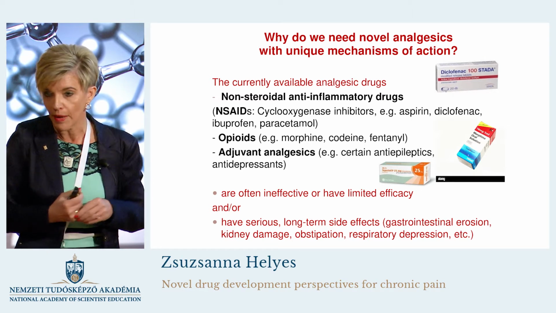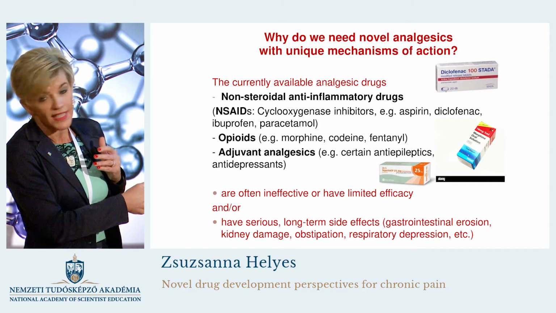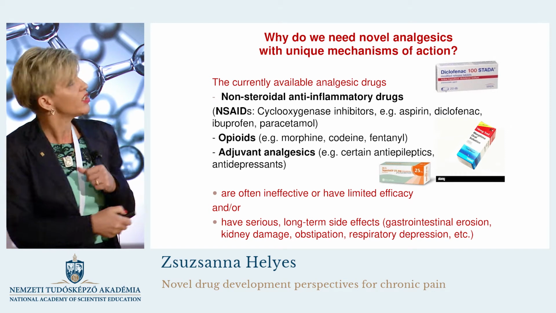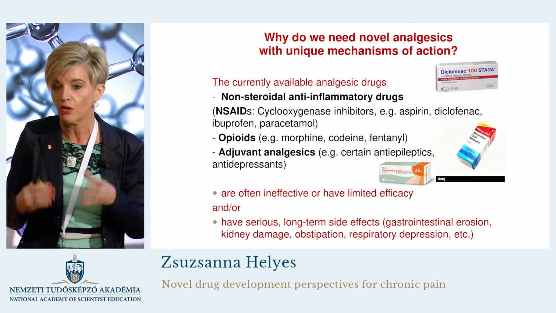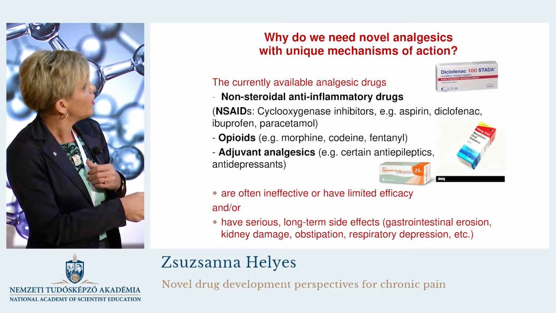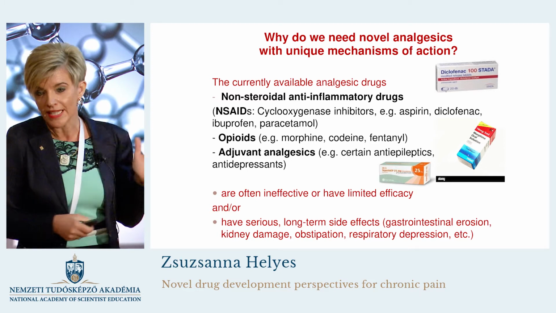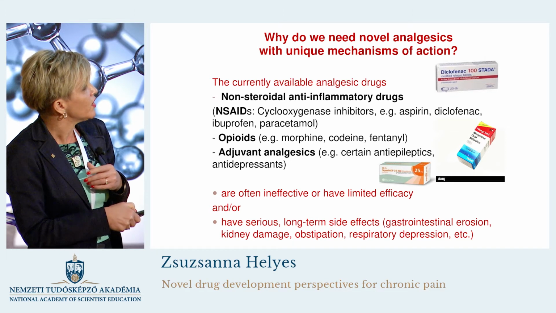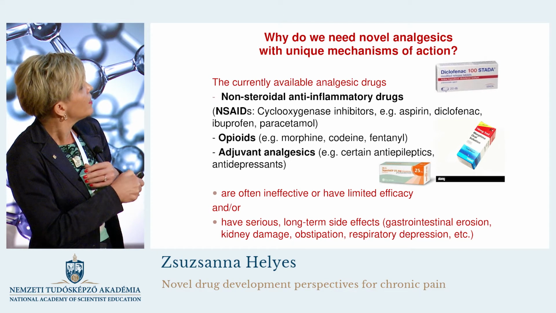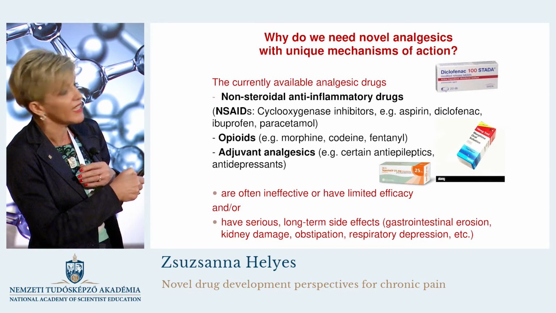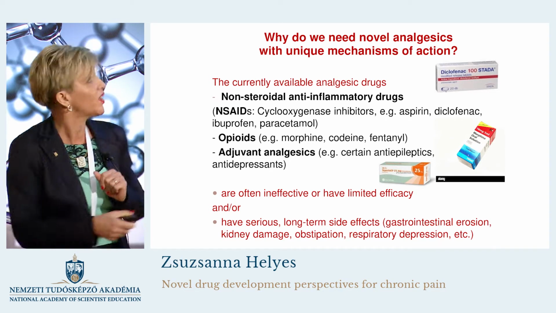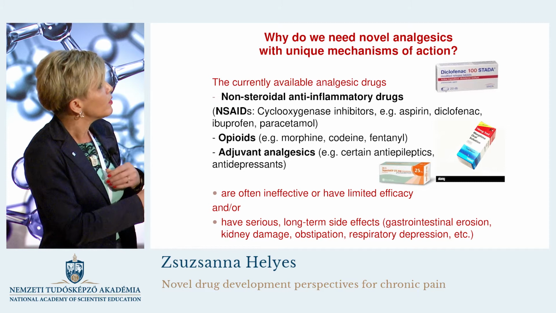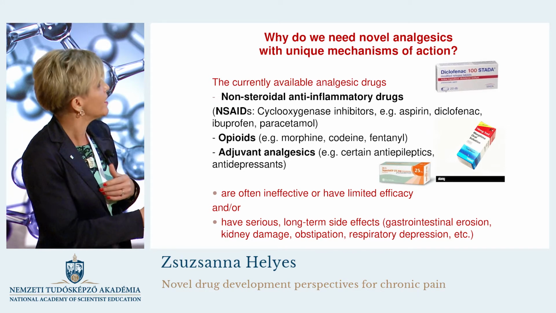So that's a very old story, and they do not act in chronic neuropathic pain. And the other group is opioids. This is also a very, very old group of drugs like morphine, codeine, fentanyl. They are strong analgesics, but in a very high percentage, they are also ineffective. And also, after long-term use, they have many, many side effects related to the gastrointestinal system, the kidney. They cause obstipation, respiratory depression, and so on. And we have a third group of analgesics besides these two very well-known, very old groups of drugs, and those are the adjuvant analgesics, certain anti-epileptics and antidepressants, but they also have a lot of problems, and they are also not always effective.